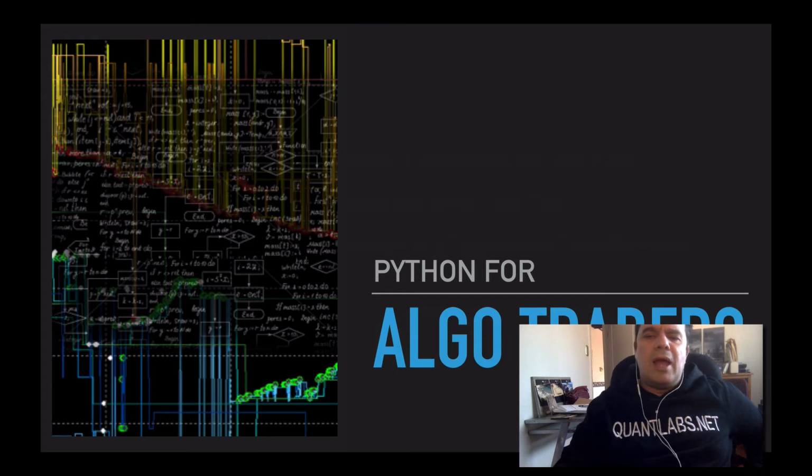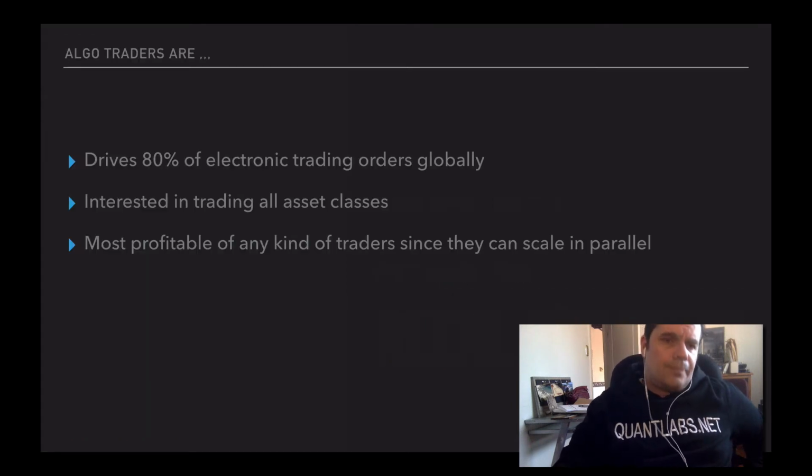Also, we have Python for algo traders. Over 80% of electronic trading is driven by this globally. And we also have a huge interest in pretty well all asset classes. We'll cover crypto in a bit.